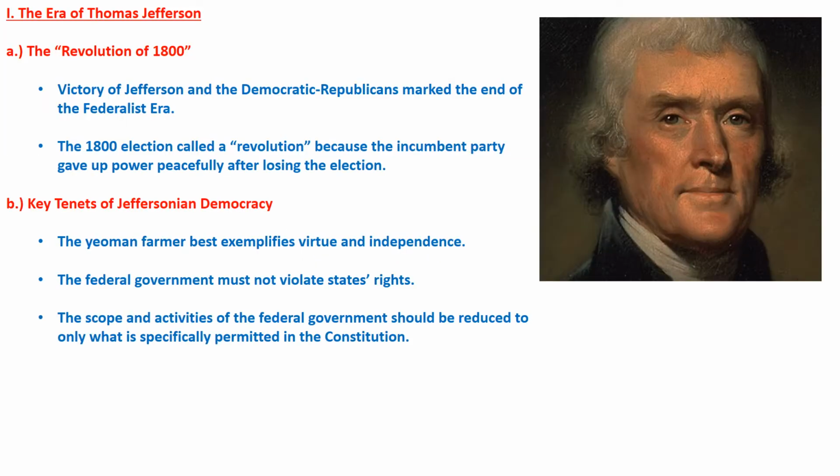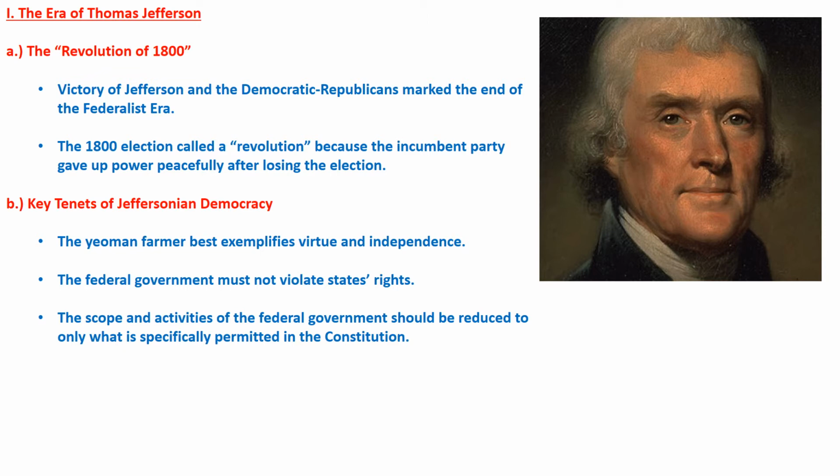So first, the antebellum era, or period 4, really begins with the election of Thomas Jefferson in the Revolution of 1800. Here, Jefferson's victory, along with the victory of the Democratic Republicans, marked the end of the Federalist era. It was also considered a revolution because the incumbent Federalist Party peacefully gave up power and their offices to the elected Democratic Republicans, meaning that this American experiment could succeed and we could create a viable, sustainable government.